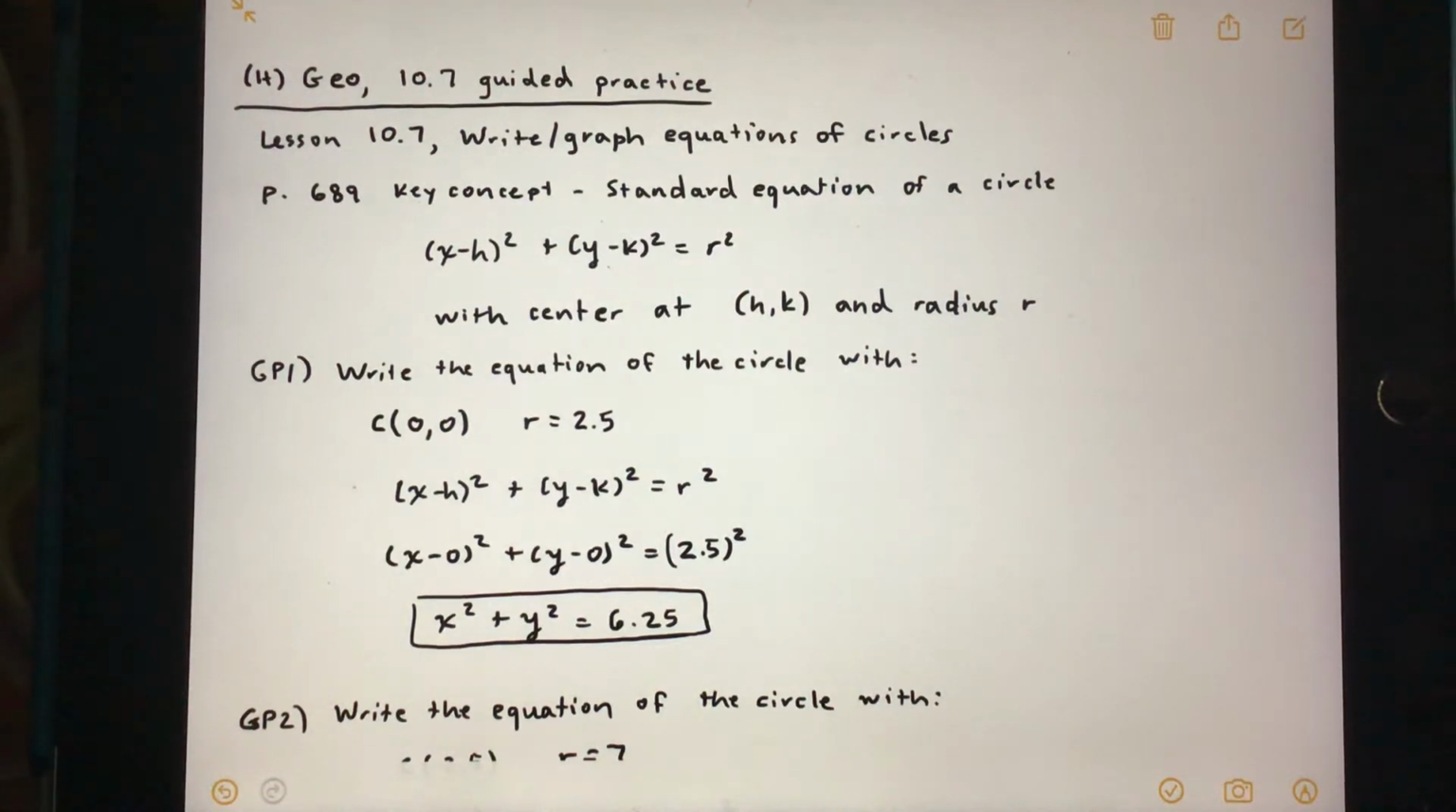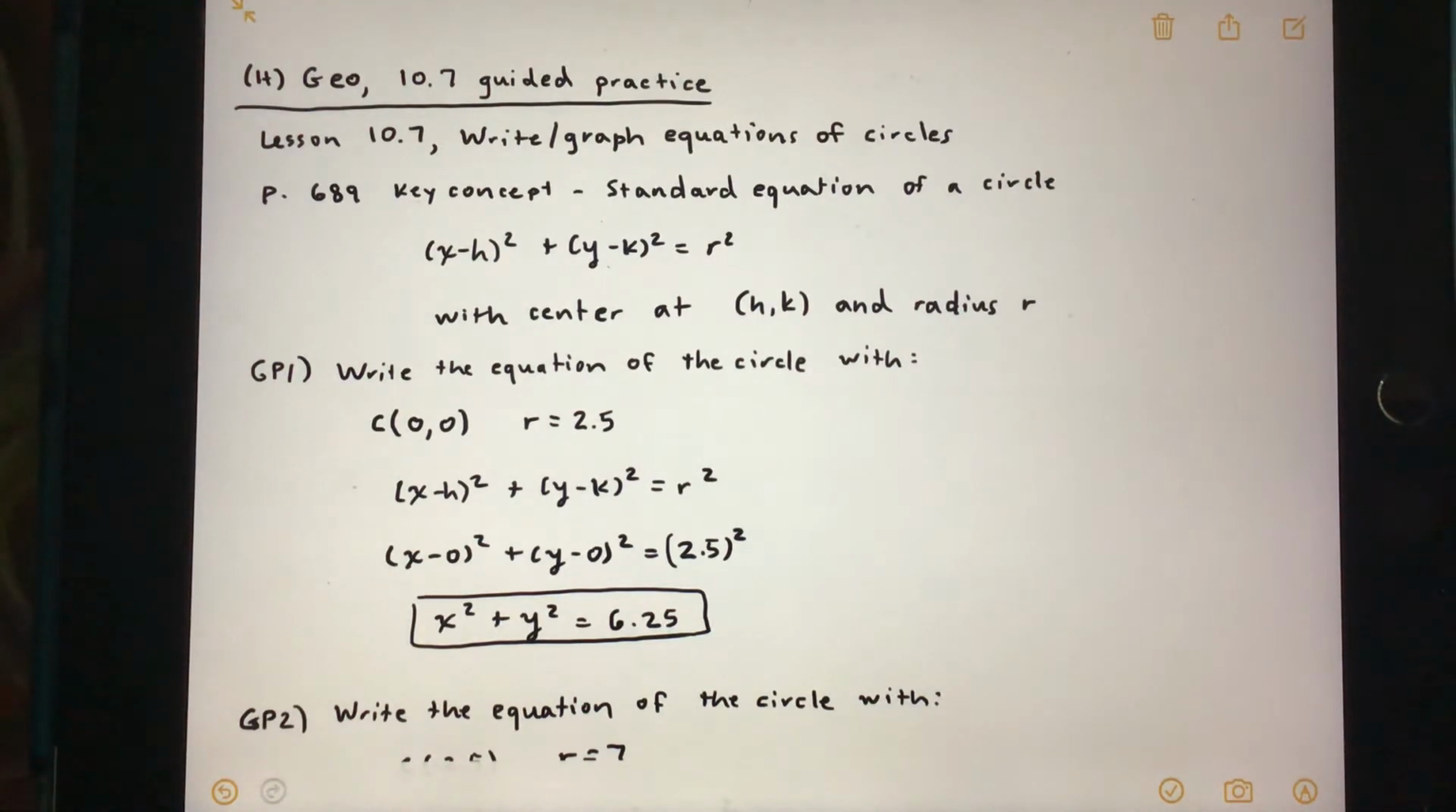Good morning, geometry classes. Welcome to lesson 10.7 guided practice. This will be the last lesson for this chapter as we wrap up right before Easter break. So for lesson 10.7, we're going to write and graph equations of circles.